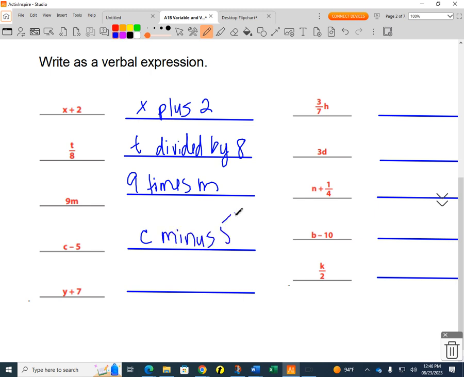Now we could say 5 less than C and use that tricky word, right? Well, I say we don't get cute, right? If we're going from math to words, let's pick the easiest, most straightforward one. Now if you see 5 less than C, you have to know how to translate it that way. All right, so let's do something besides, we're still going to keep it simple, y plus 7, let's say something else.